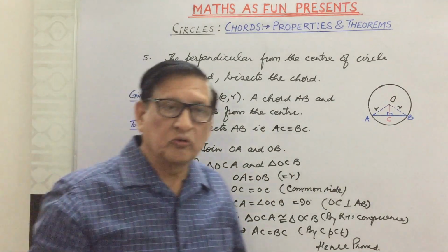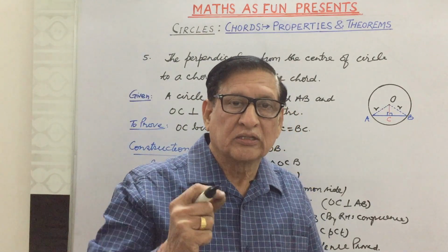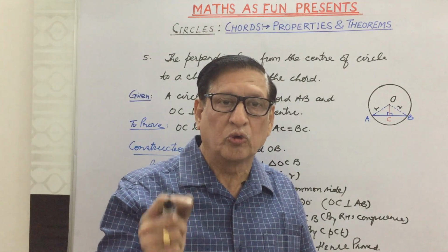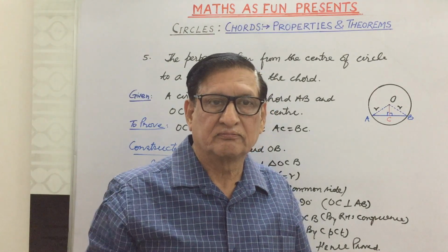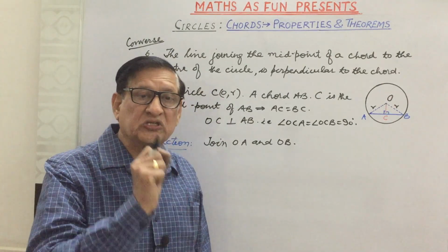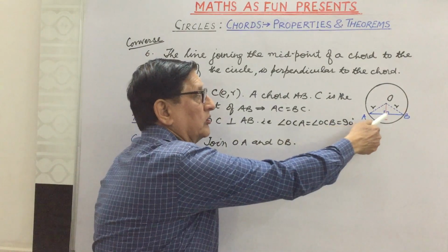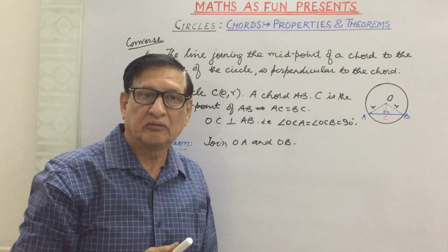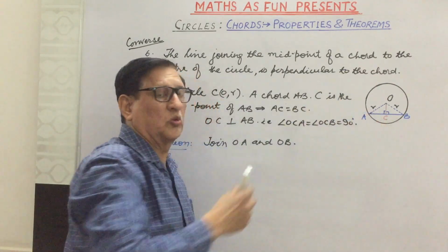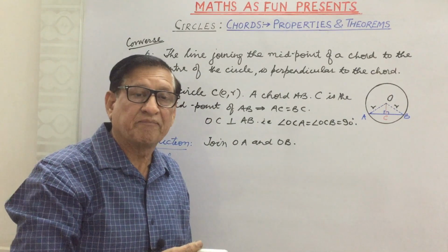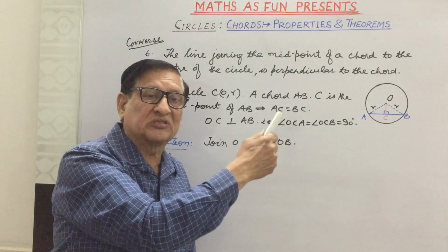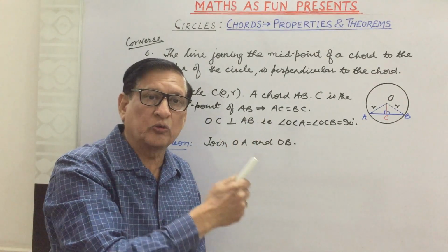And so we could prove the theorem that the perpendicular drawn from the center of a circle to a chord bisects it. The converse of this theorem is that if we join the midpoint of a chord to the center of a circle, then this line is perpendicular to the chord. So we can say that the line joining the midpoint of a chord to the center is perpendicular to the chord.